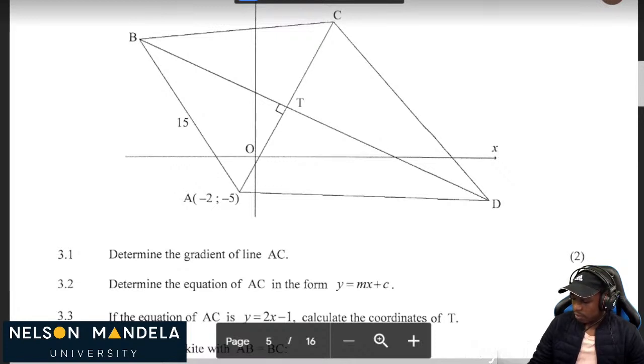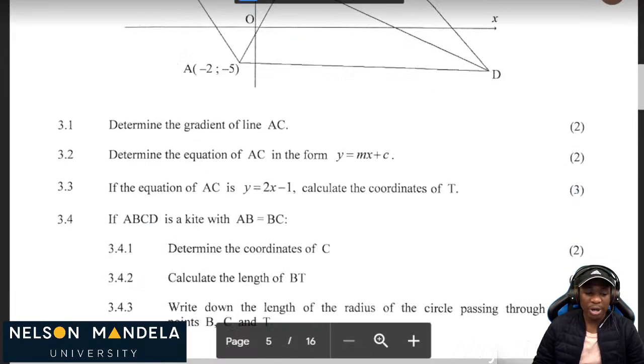Minus 5 all squared. Then you can use your calculator. When you use your calculator, you're going to have root of 180, and root of 180 is approximately 6√5 units. Please don't forget to write this as your SI unit. We want to determine the length of BT, and we don't know the point of B. That's why we are doing it in this way.